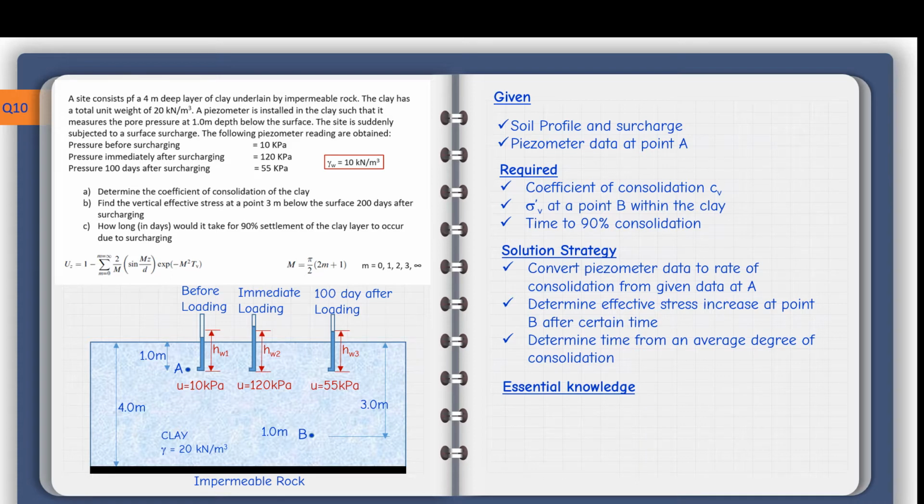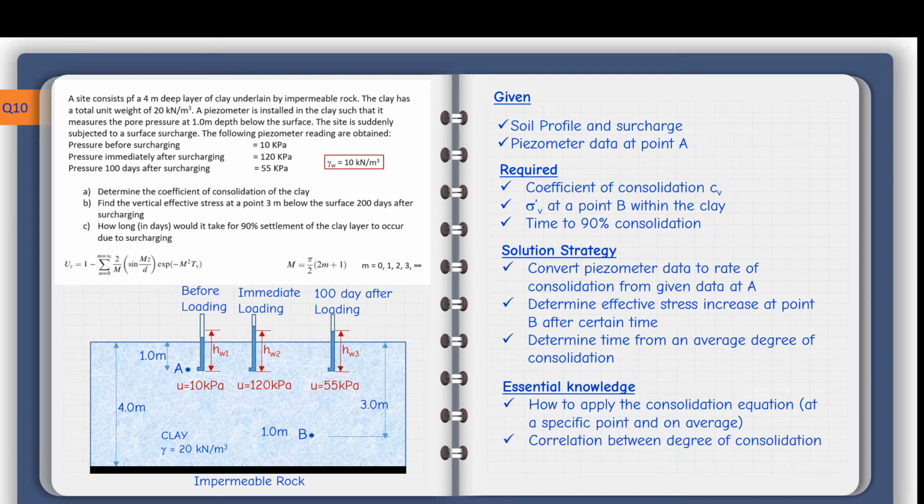Essential knowledge for problems of that nature: first, we need to know how to apply the consolidation equation at a specific point and also on average, because we are given here a specific point A. So the crux of this problem is that there is a difference between applying the degree of consolidation as an average over the whole thickness and applying it for a specific point.